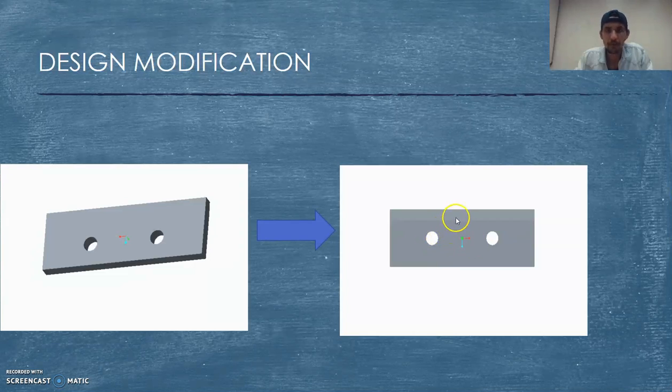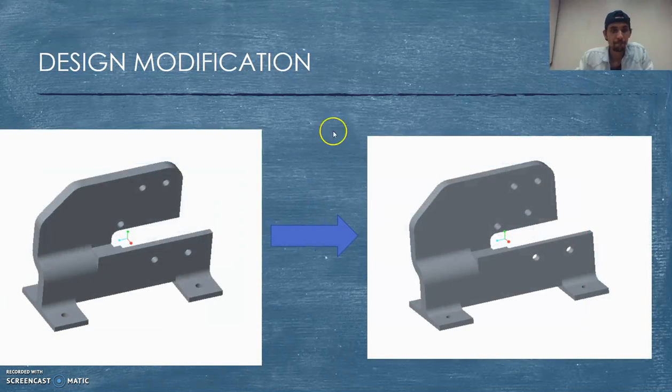The advantage of having two cutting surfaces is that we can get different edge finishes. Similarly, this is the body frame.